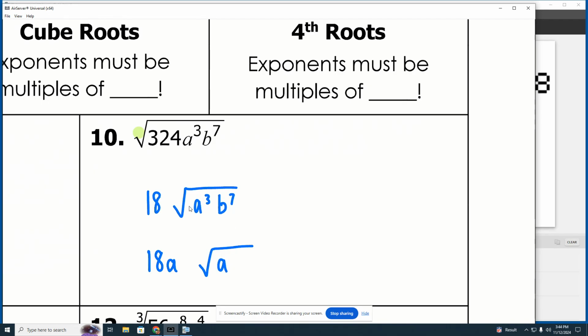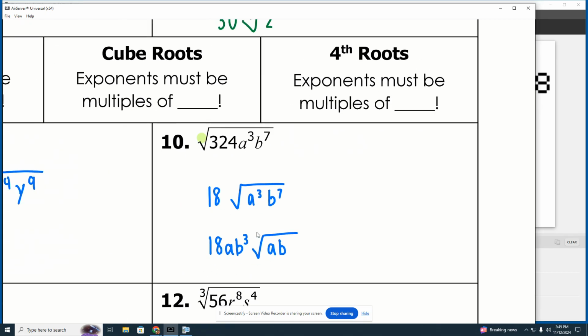Okay, same with b. How many times will 2 go into 7? Well, I know y'all know that answer. That's 3. So b gets to come out to the third power. But that's 3 times 2. What's 3 times 2? 6. Well, there was 7 in there. If 6 of them came out right here, how many is left? Just 1. So our answer is 18 a b cubed times the square root of ab. Okay? I hope that makes sense.